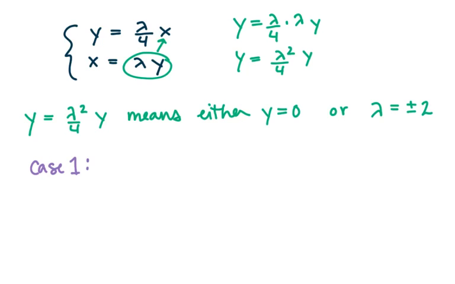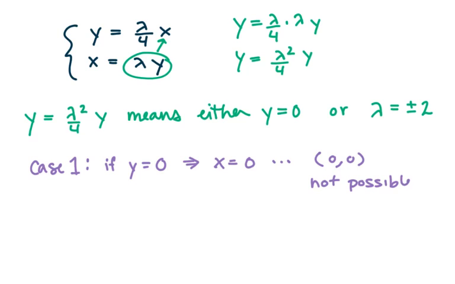Case 1, we'll say if y equals 0. Well, if y equals 0, then that means x has to equal 0, because 0 times anything would give us 0. So if y equals 0, x equals 0. And that would give us this ordered pair 0, 0. But we have to be on the ellipse, and this is not possible on the ellipse. So we'll consider case 2.